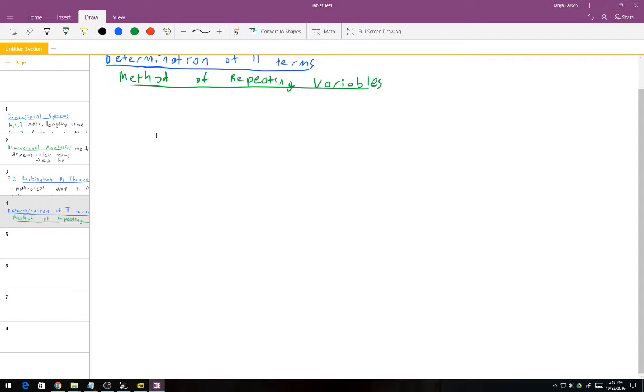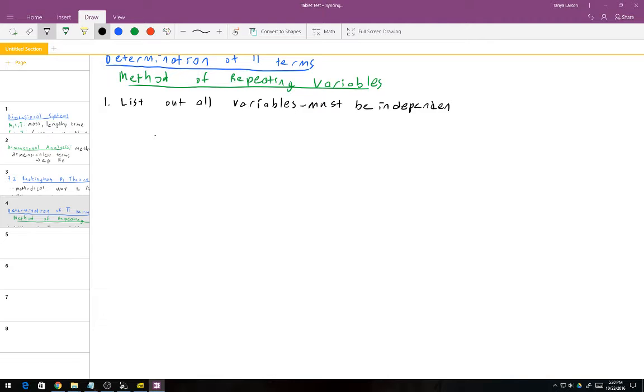So the first step is going to be to list out all the variables. Makes sense? But they must be independent. So 1, list out all variables. But they must be independent. And what do I mean by independent variables? What I mean by this is that they cannot be expressed as each other. Can't express one in terms of the other.